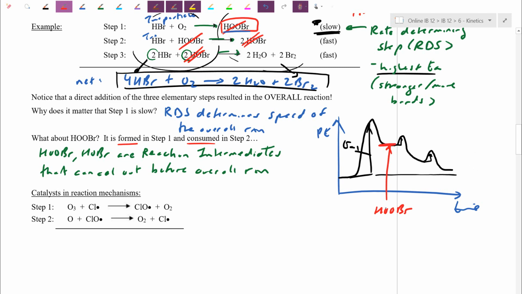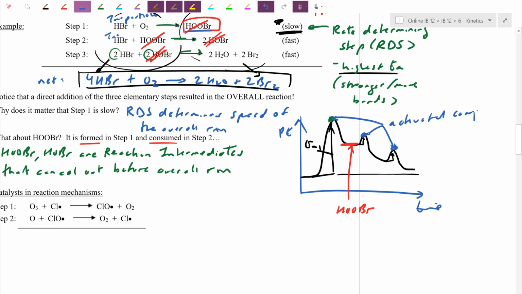Huber is not an activated complex. An activated complex here is actually at the top of the hill. Activated complex, we use that terminology here. The activated complex was what you needed for that minimum energy requirement. The activated complex is referred to as a transition state, right? Really high energy, really temporary molecule here. Activated complex, this is the transition state.